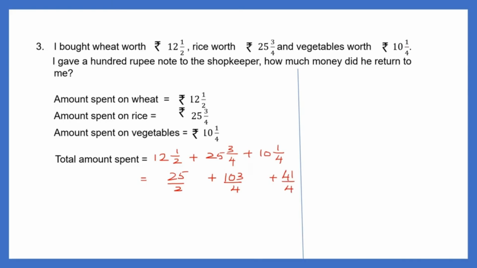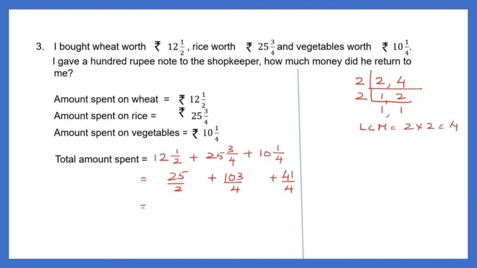Now I have unlike fractions, so I need to find the LCM of the denominators. So let's find the LCM of 2 and 4. I need not repeat the 4. 2 ones are 2, 2 twos are 4, then 2, 1 and 1. So my LCM is 2 into 2, which is 4.